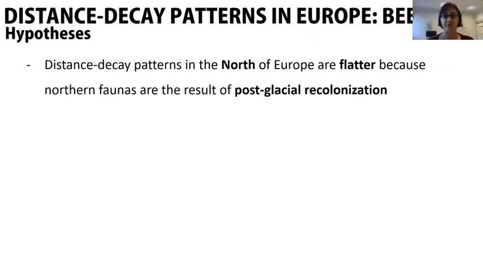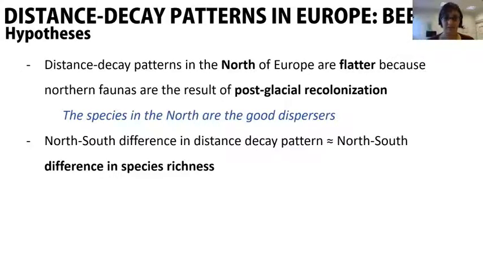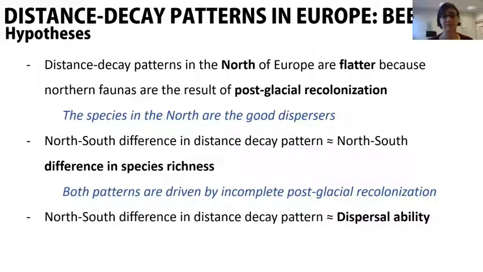Our hypotheses were that the distance decay patterns in the north would be flatter as a result of incomplete postglacial recolonization, because the species in the north are the good dispersers. That also the north-south difference in the distance decay pattern would be related to the north-south difference in species richness, because they would be the result of the same process, this incomplete postglacial recolonization. And we also hoped that we could find stronger evidence that the differences in the distance decay patterns were actually related to the dispersal ability of the taxon.